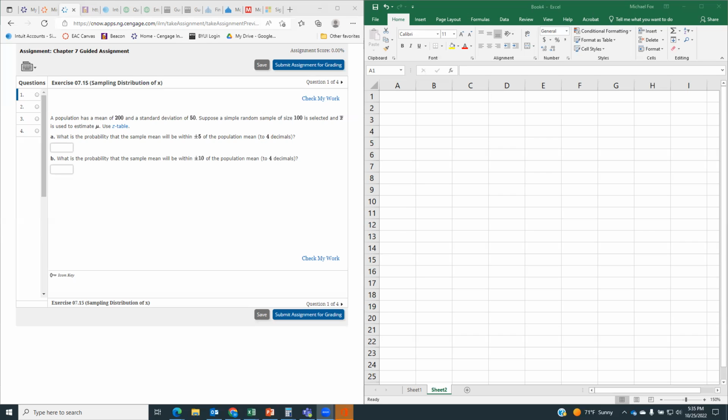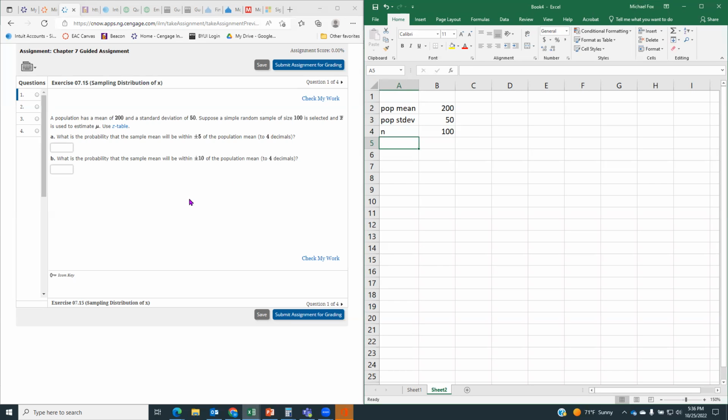Okay, so the way we have to tackle this, and whenever I'm not sure how to tackle something, I just start by writing down everything I know. So I know the population mean is 200. I know the standard deviation of the population is 50. I know the sample size, which is n, is 100. So that's what I know to start with on this problem, okay? And that usually helps me get a starting point. Now, the first question is asking me, what is the probability that the sample mean will be within plus or minus 5 of the population mean?